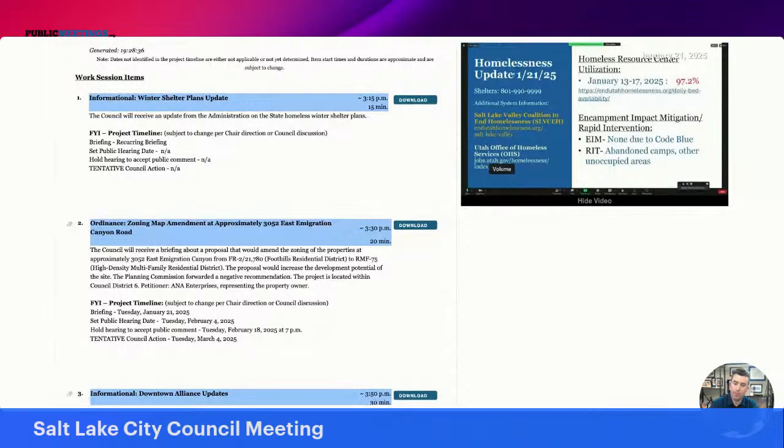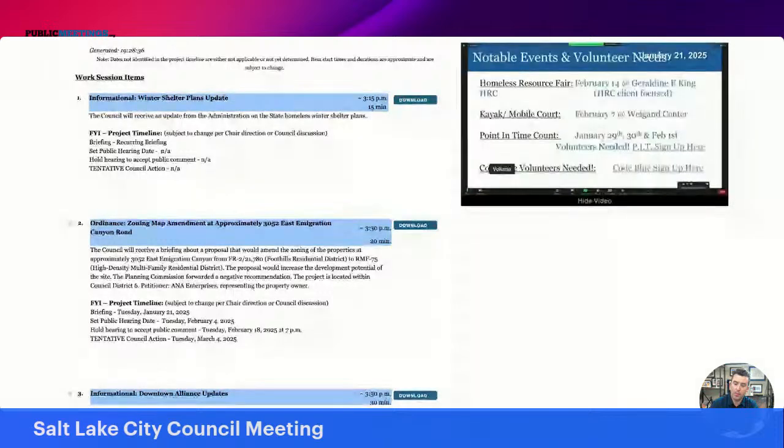There are some events coming up and some things I want to highlight as well. So the next resource fair is on the 14th at the King Resource Center. This is again client focused, so internal, not necessarily for the public to come and enjoy. Kayak and mobile courts on the 7th, the Weekend Center, and then bring it up at the end of the month, January 29th, 30th, and the 1st of February. I believe I can get your staff the actual link; it's a very long link, so it took up the whole slide.